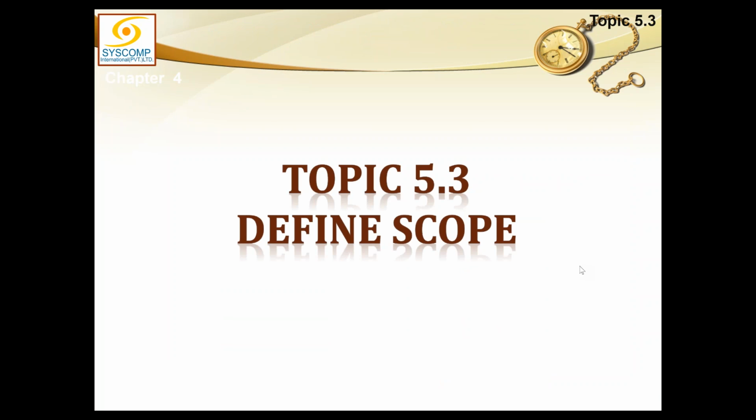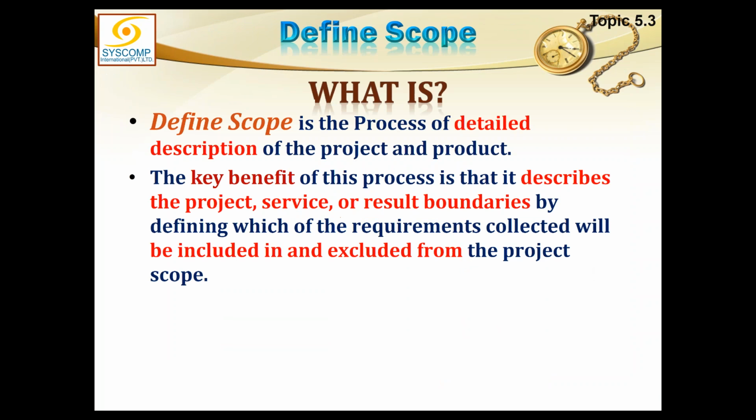Then is the define scope. This is the process where we develop the scope statement. Define scope is the process of detailed description. This is the place where the scope is defined to the optimum. Scope was never defined before in such great detail, because here we are talking about the project as well as the product scope to be described in detail.